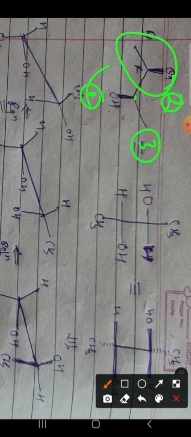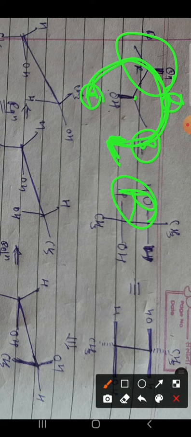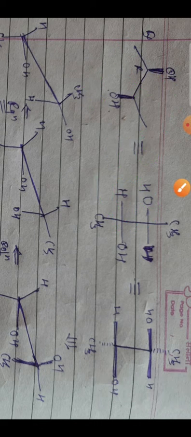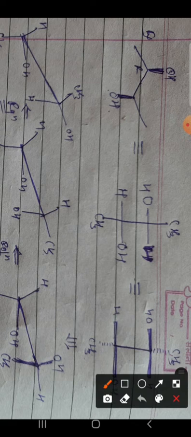Now rotate 1, 2 and 3. The rotation is clockwise, meaning R. So carbons 2 and 3 both have R configuration. That's why we have to maintain the same configuration in the Fischer projection also. So while writing the Fischer projection of this molecule, we have to take the maximum carbons at the vertical position.